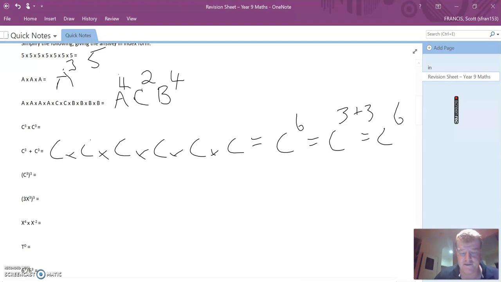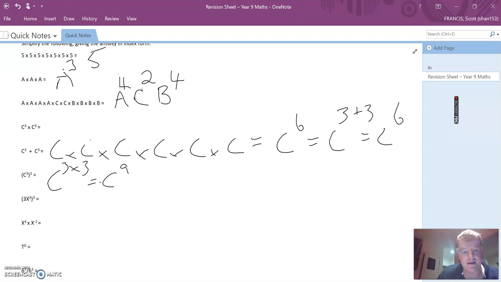Next one's a little bit different, right? So C to the 3, cubed. So that's C times C times C, 3 times. C times C times C, and then we do that 3 times. So we can probably see that we're going to get C to the 9. The rule here is it's going to be C to the 3 times 3, which is C to the 9. If you want to go right back to first principles, why is it like that? Well, C to the 3 is C times C times C. When you multiply it together 3 times, you get C times C times C, times C times C times C, times C times C times C.